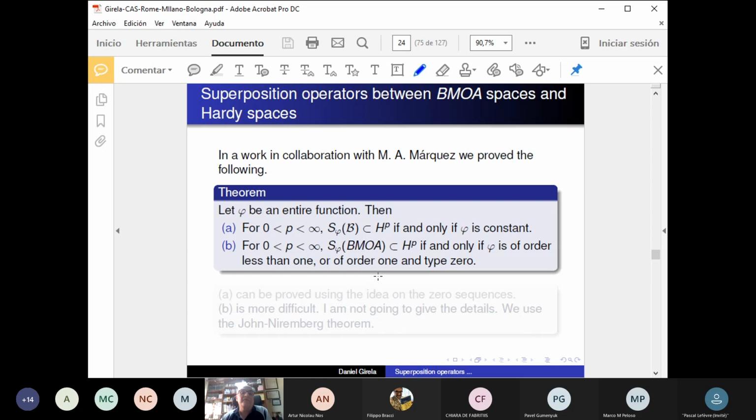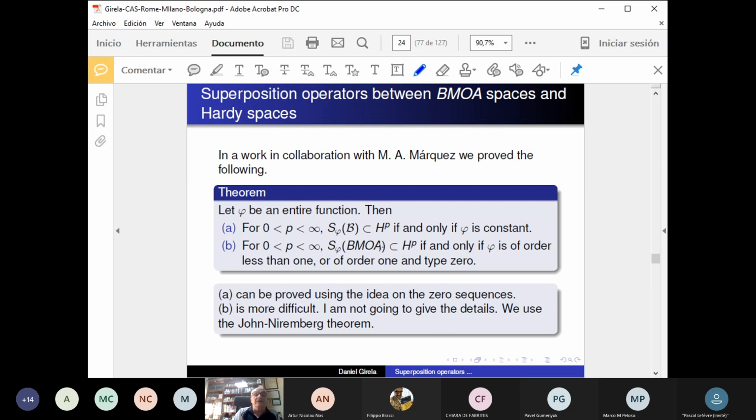QP spaces are a family of subspaces of BMO when q is smaller than 1, and we obtained that this result remains true if we put any QP space here. But I'm not going to get into that, and in fact I'm not going to give details of this. I mentioned that the basic step to prove this result is the John-Nirenberg theory.